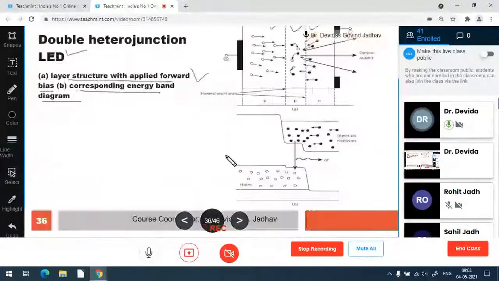Here we can observe that on the P side a very large band gap energy is there. On the N side also a large band gap, of a different amount, is there. But for the active region, the band gap energy is lesser than these two. That makes the active region accumulate all the charge carriers. And this active region then recombines to emit the photons. Charge carriers recombine to emit the photon.